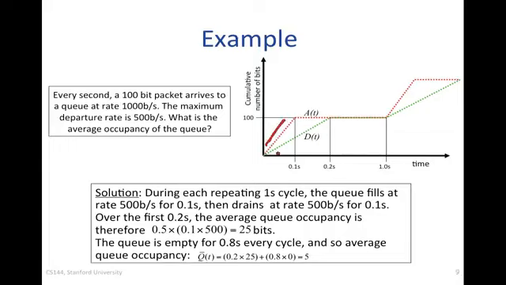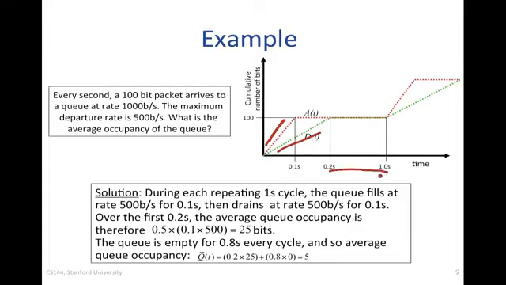Then it drains at 500 bits per second for 0.1 of a second. Over the first 0.2 of a second, the average queue occupancy is therefore 0.5 times 0.1 times 500 equals 25 bits. The queue is empty for 0.8 of a second every cycle. That's from here to here.